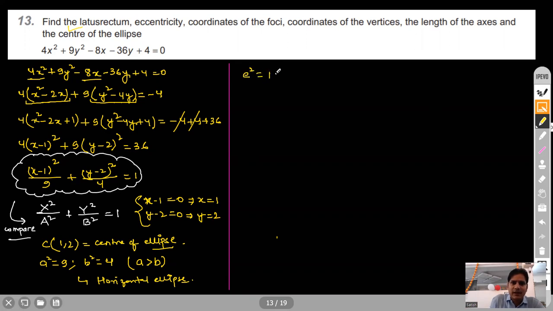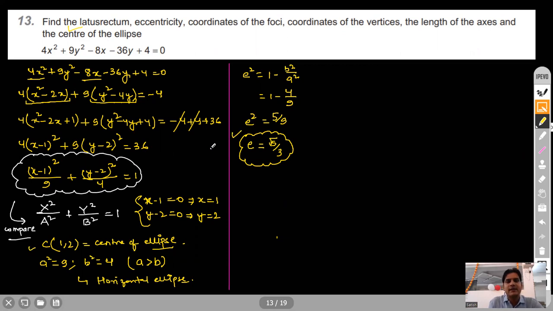So e square will be equal to 1 minus b square upon a square. So 1 minus what is b square? b square is 4. And what is a square? a square is 9. So e square is 9 minus 4 upon 9, that is 5 upon 9. So we got eccentricity as root 5 upon 3. So this will be our value of e, that is eccentricity. All right. Now we got the center, we got the eccentricity. What else can we figure out now?